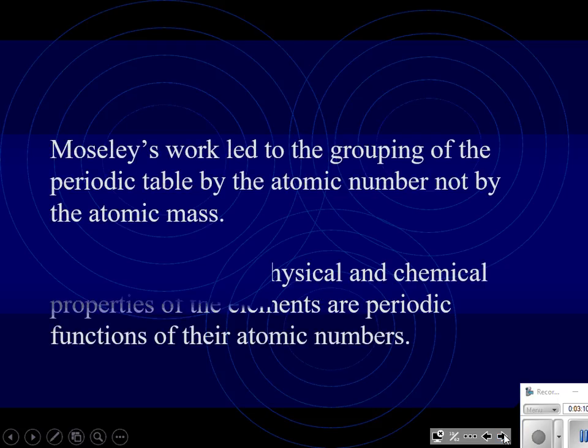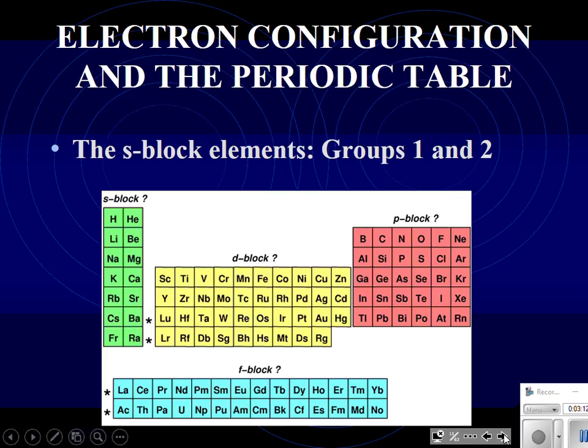Now, you've already got this slide. So let's check out this one. Okay. Electron configuration in the periodic table. We've talked about the electron configuration. We've done some of them. Today we're going to go in depth a little bit more and talk about the different areas.